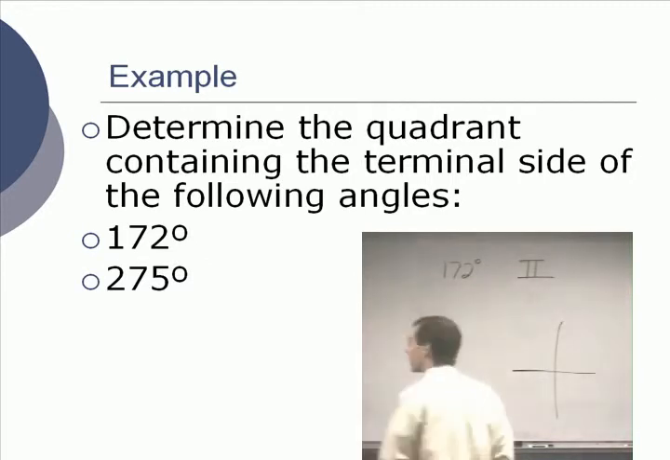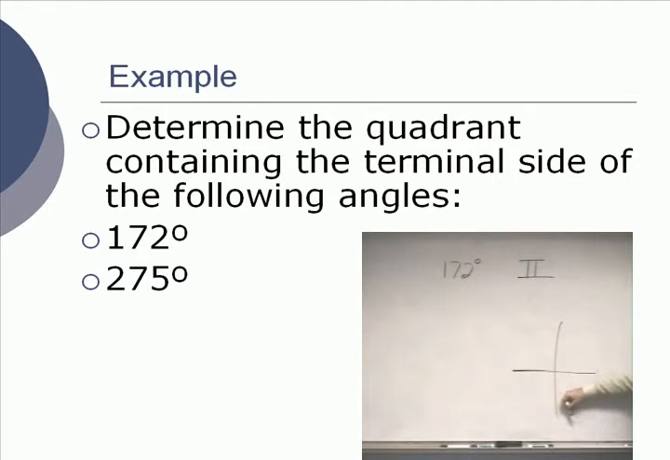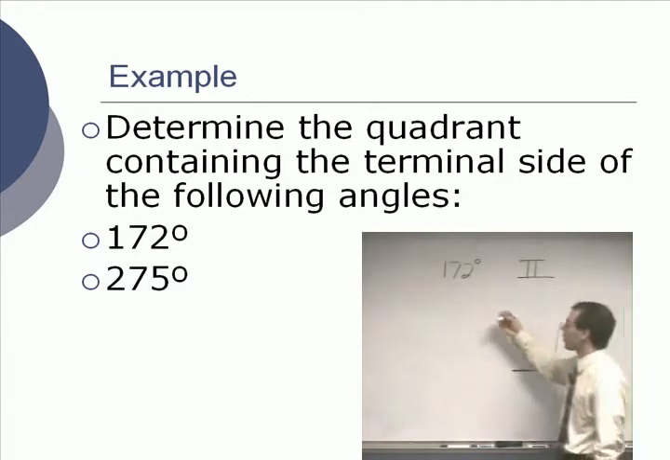275 degrees is going to be where? Quadrant 4. There's 270 degrees, so it's going to be a little bit beyond that. That's going to be in quadrant 4.